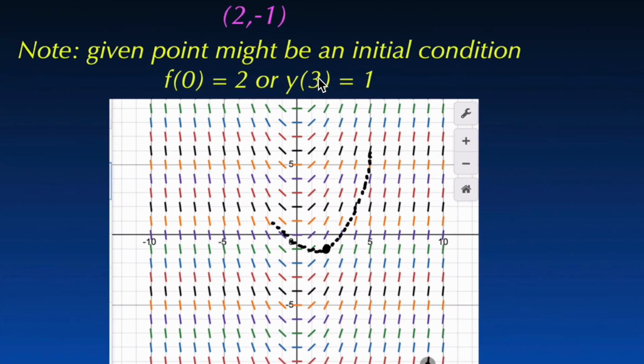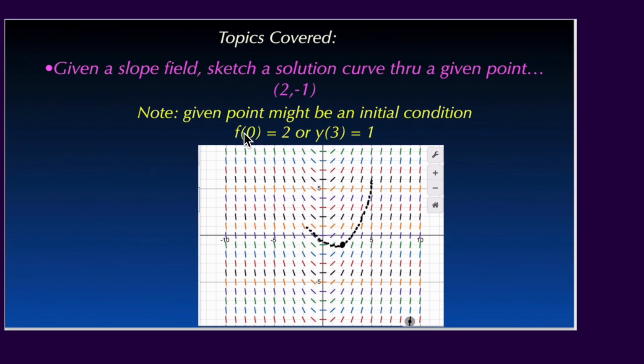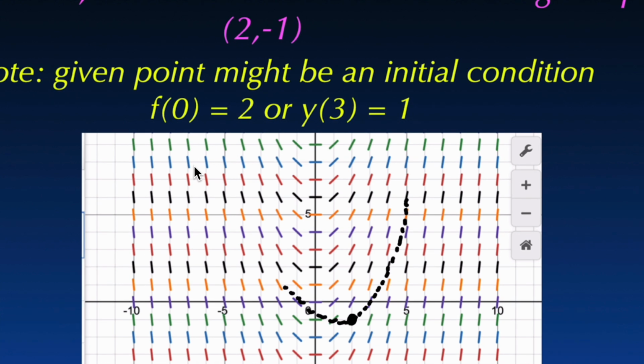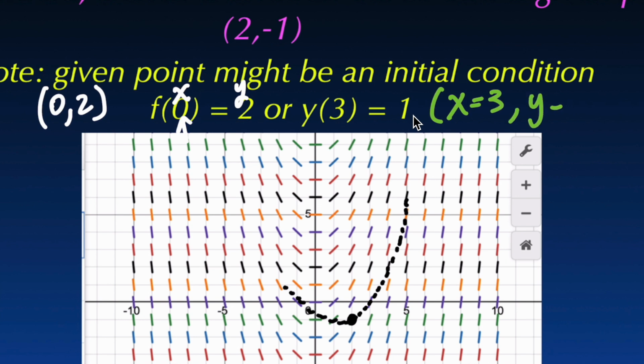Now, other times, they're going to try to disguise the point by having this vernacular: f of 0 equals 2, y of 3 equals 2. If they do that, just remember, this is the x coordinate, that's within the parentheses, and that's your y coordinate. That's your input, that's your output. So if you see f of 0 equals 2, they want you to go through the point 0 comma 2. If you see y of 3 equals 1, that is still asking you to look through the point x equals 3 and y equals 1. Remember, that is the input.